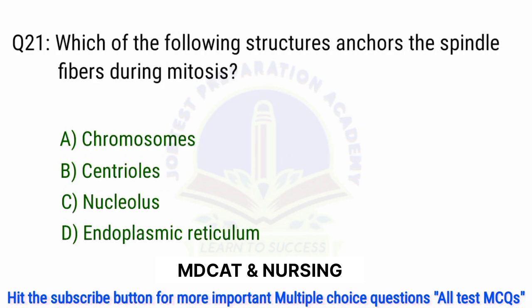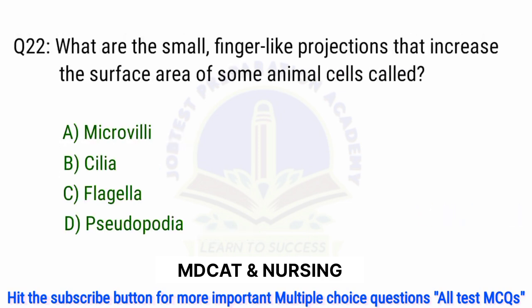Question number 21. Which of the following structures anchors the spindle fibers during mitosis? The right answer is option B, centrioles. Question number 22. What are the small finger-like projections that increase the surface area of some animal cells called? The right answer is option A, microvilli.